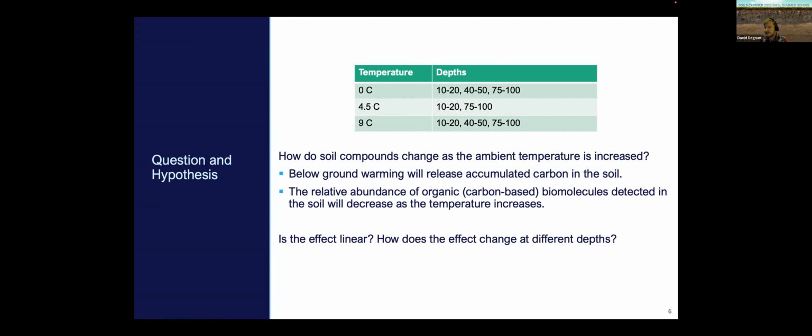And the kind of questions you might want to ask is, is this effect linear? Do we see a linear increase in the amount of these biomolecules that are eaten up as the temperature increases? Or does this effect change at different depths? And this is sort of how you ask a specific question, and then we formulate the data in our analysis so that we can answer that question with statistical significance.